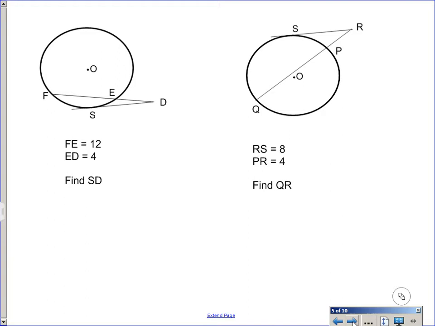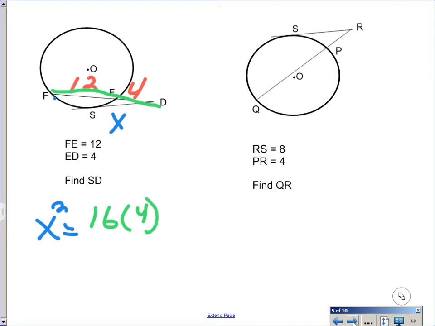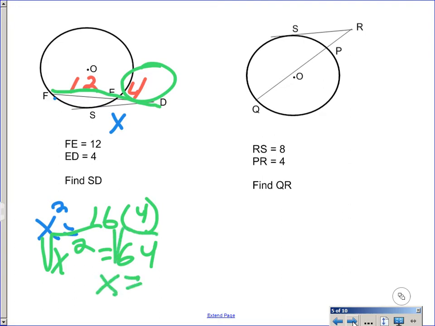Let's start by labeling our sides. F to E is 12. E to D is 4. So what we don't know is our tangent. We'll call that X. So the way it works is the square of the tangent is equal to the product of the whole secant, so that's going to be 16, times the outside, which is 4. The outside segment right here. X squared equals 64. I'm going to take the square root of both sides, so X equals 8.